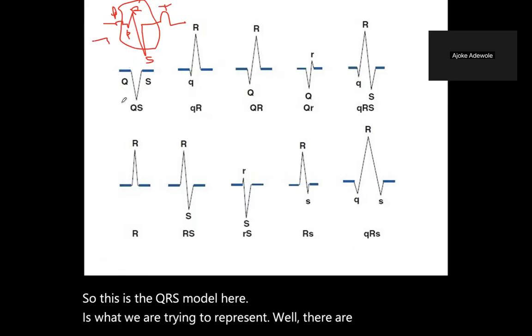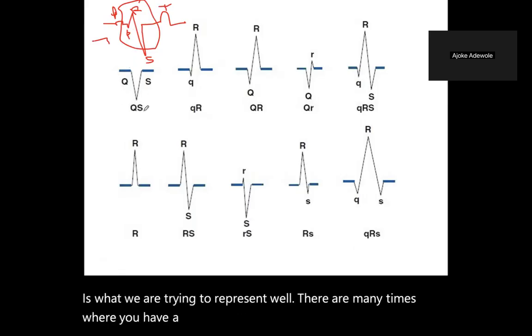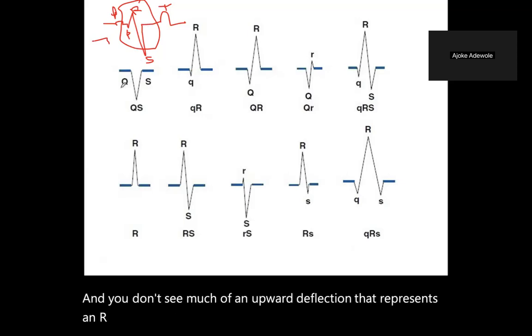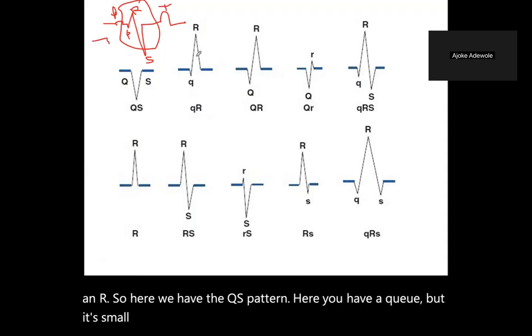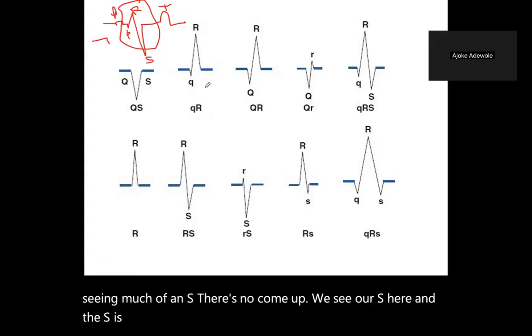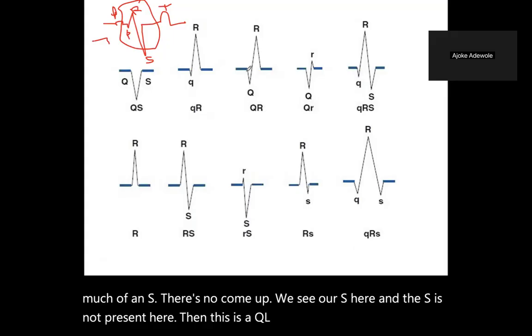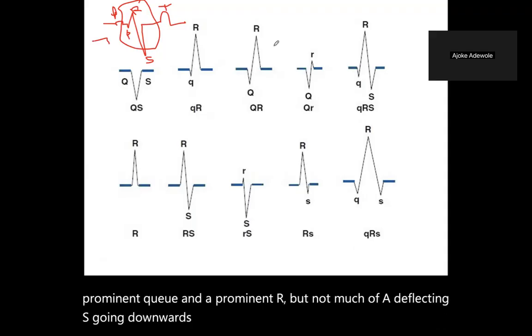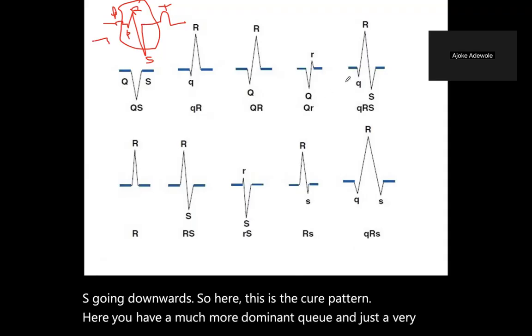But there are many times where you have a dominant Q and you don't see much of an upward deflection that represents an R. So here we have the QS pattern. Here you have a Q, but it's small, and the dominant part is R, and you're not really seeing much of an S. There's no come up. Then this is the qR pattern. Here we have a prominent Q and a prominent R, but not much of a deflecting S going downwards. So here, this is the QR pattern. Here you have a much more dominant Q and just a very little r. This is the Qr pattern.